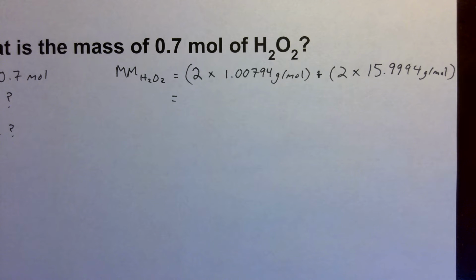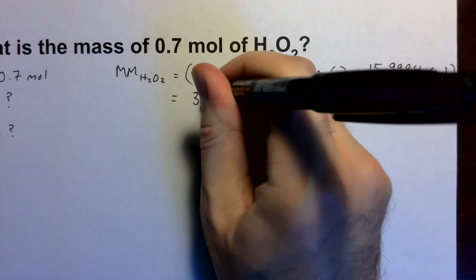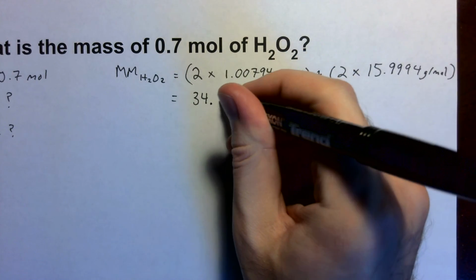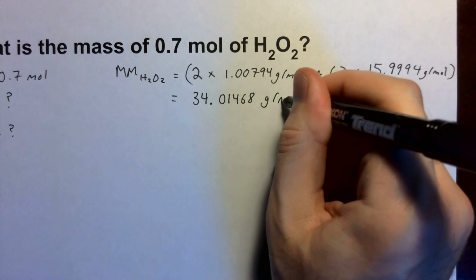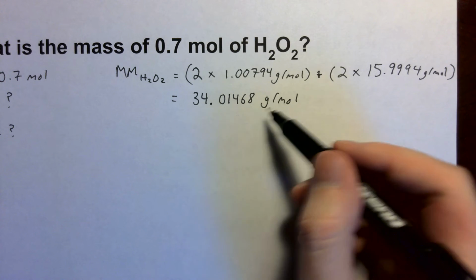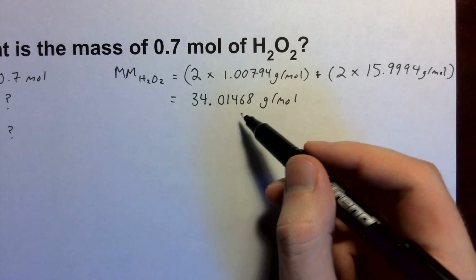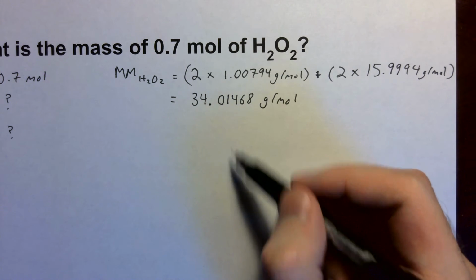So when we type all of this into our calculator, and we're looking for our final solution, we will see that the molar mass of hydrogen peroxide is 34.01468 grams per mole. And see here, I'm not going to round this yet. I want to carry as much information as I can until the very end of the problem.